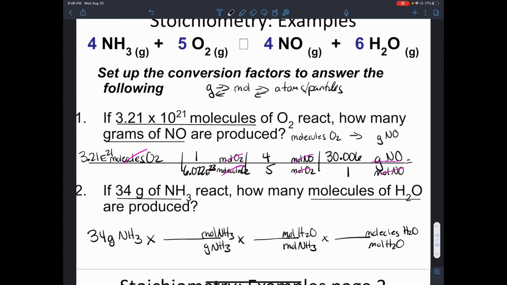Now I go back and determine what I can plug in. 1 mole of anything is equal to its atomic weight. So nitrogen weighs 14 and hydrogen is 1. That's essentially 17. Ammonia. From the balanced equation, the ratio of water to ammonia is 6 to 4. And then finally, 1 mole of water contains how many particles? Particles. So once I plug that in my calculator, I'll be done. Give that a try on the homework.